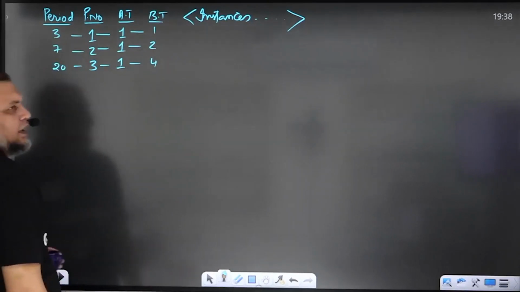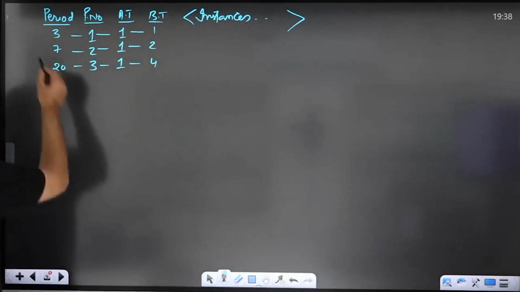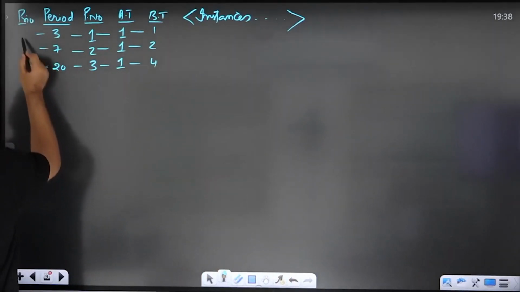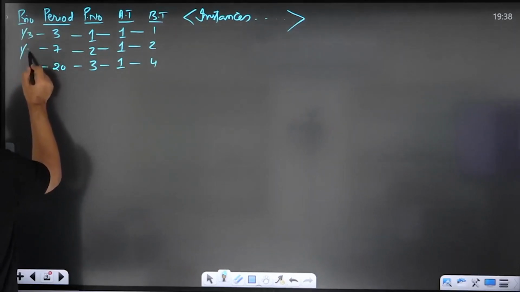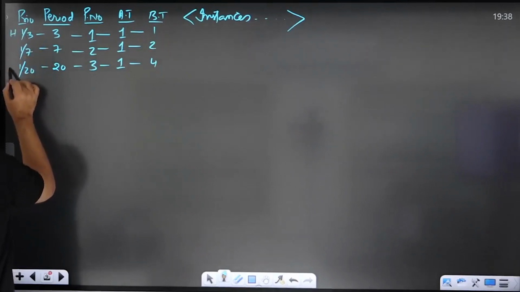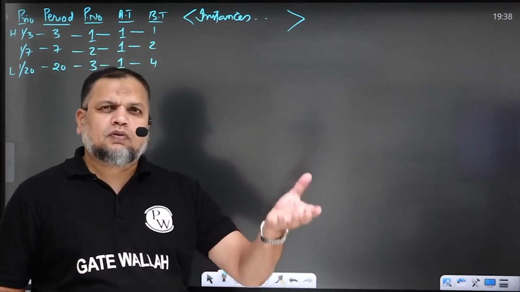So based on period of arrival, we can calculate the priority. Priority is the reverse of it. So here I will write priority. Priority of P1 is 1 by 3, P2 is 1 by 7, P3 is 1 by 20. So 1 by 3 is highest, this is lowest. 1 by 3 is a higher value, is it not? 1 by 20 is a lower value, so lower value, lower priority.